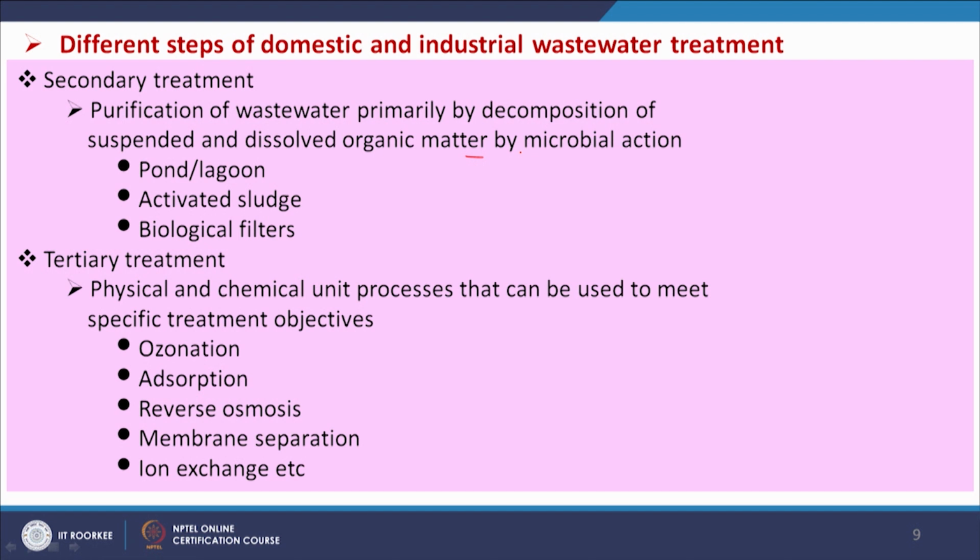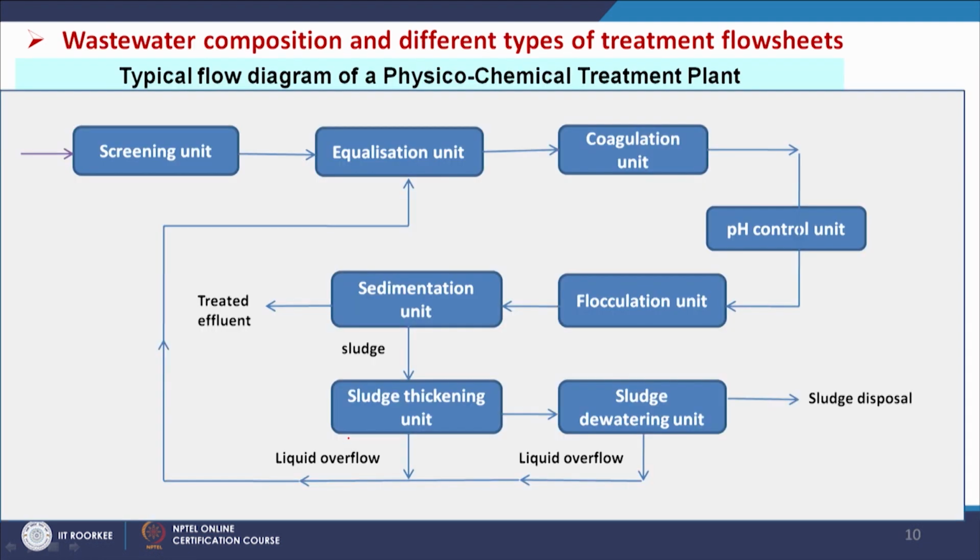After secondary treatment, water is passed through the tertiary treatment step. In this case, physical and chemical unit processes can be used to meet specific treatment objectives, like ozonation, adsorption, reverse osmosis, membrane separation, ion exchange, etc. So, here a very small amount of TDS can also be removed by this method.